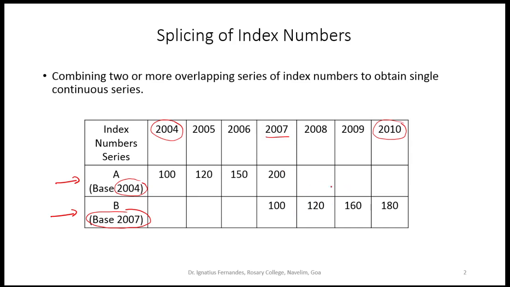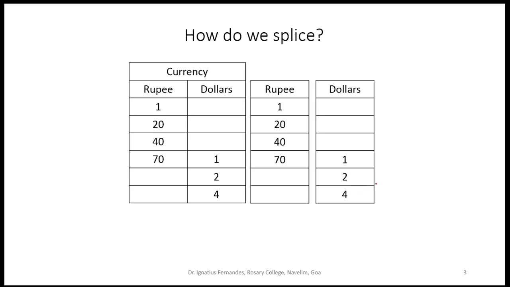Now this is similar to what we have done in shifting the base, except that here we don't have one series but two or more series of index numbers which we are combining. But what we are doing here is indirectly the same as what we did in shifting of the base. Now to understand what we are doing here, I'll take a simple example.